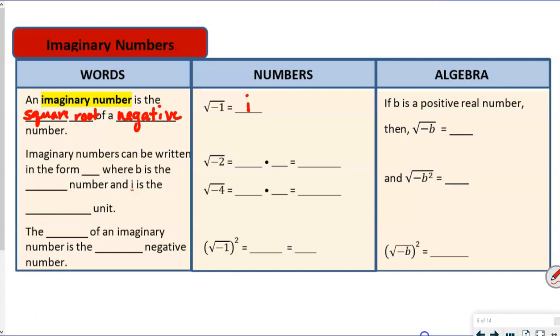Then it says if b is a positive real number, then the square root of -b is, watch this, the square root of -1 times the square root of b. Well, what's the square root of -1, y'all? Look over here. Isn't it i? So this is going to be equal to i square root of b. See it? So the next thing is that imaginary numbers can be written in the form of bi, where b is the real part of the number and i is the imaginary unit.